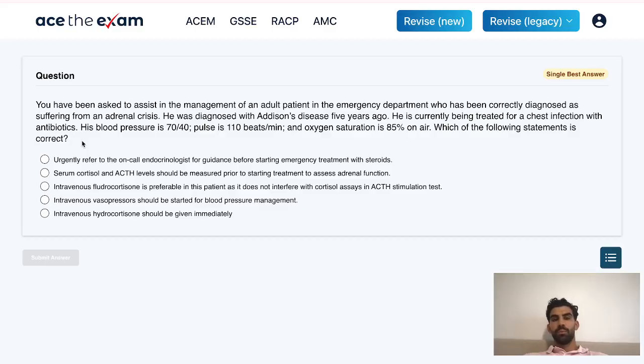So first of all, before we get into this, we need to know what Addison's disease is. This is primary adrenal insufficiency, and it's autoimmune destruction of the adrenal cortex. Remember, and then we need to understand what our cortex produces. So we have three layers of our cortex. We have the zona glomerulosa, the zona fasciculata, and the zona reticularis.